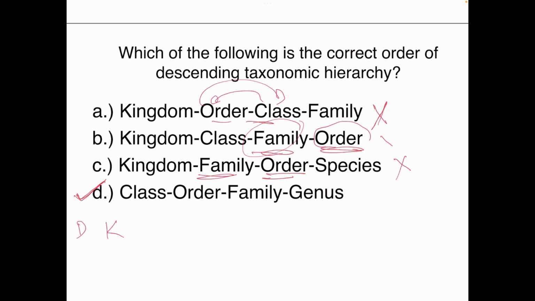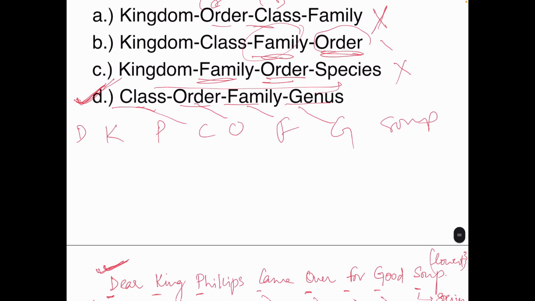But let us look at it. Dear King Phillips came over for good soup. It is in order and it is in descending order, so this is our correct option. Moving to another question.